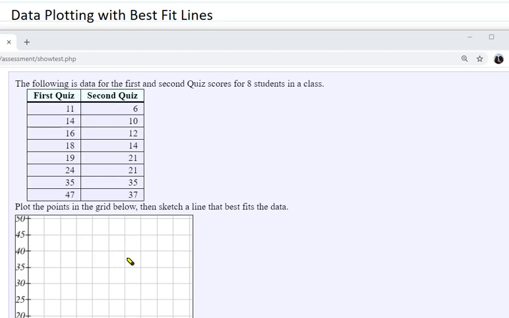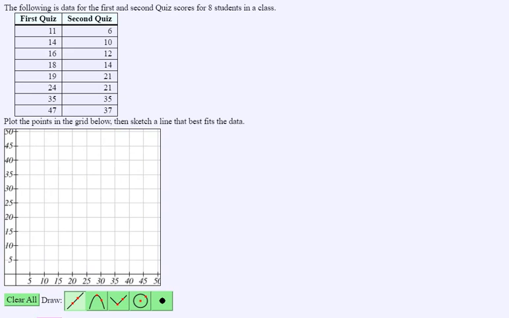In this case, we have scores for two different quizzes, and we're given data values for each, and so we're going to plot them. The first one we have is 11:6. So I'm going to select the dot portion on my homework, and I'm going to go 11 to the right and up 6, and put a dot there. Since the dot selection is already selected, I can just go through and do my next one, 14:10. So I'm going to go over 14 and then up 10 and place a dot there.